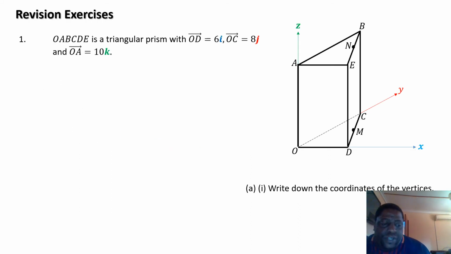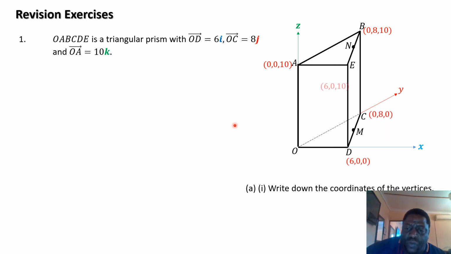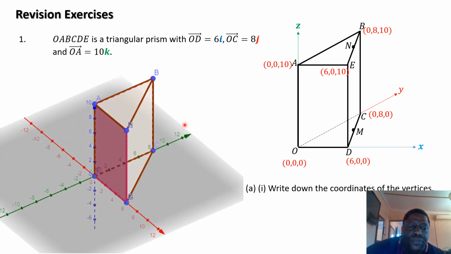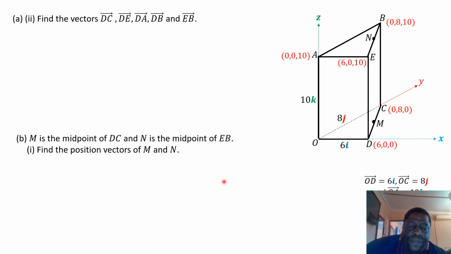Okay, so we have got revision exercises as we get closer and closer to the end of the slides. You have got a triangular prism, as you can see, and OD is 6i, OC is HJ, and OA is 10K. Now I just complete the values, and I hope you can do the same. Okay, right. So that takes care of writing down the coordinates of the vertices, looking at the information I'm given. That's how it would look.